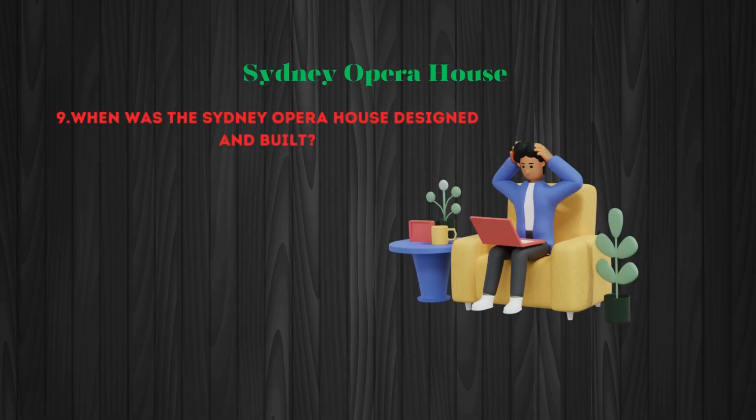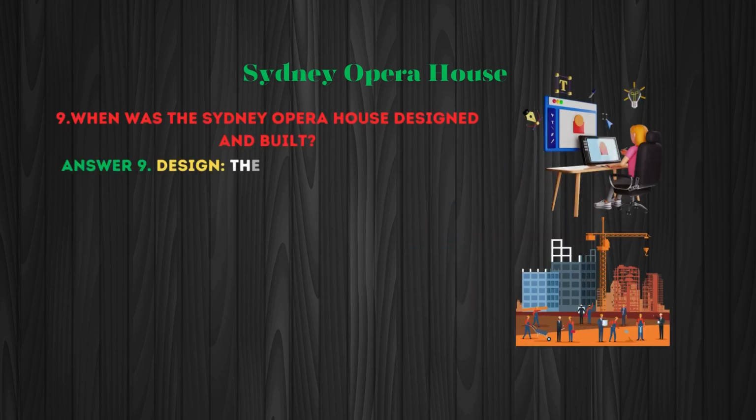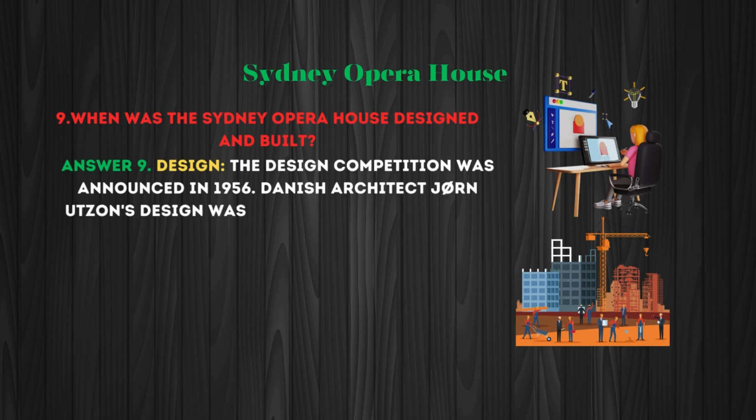When was the Sydney Opera House designed and built? The design competition was announced in 1956. Danish architect Jørn Utzon's design was selected as the winner in 1957.